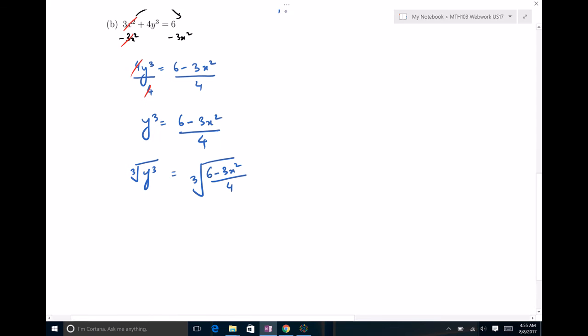So in this case, on the left hand side I can cancel the cube root and the cube. And so I'm left with just one value, that is y equals the cube root of (6 minus 3x squared) over 4. So for each value of x in this case, I get exactly one value of y, which means that this is a function. Okay.